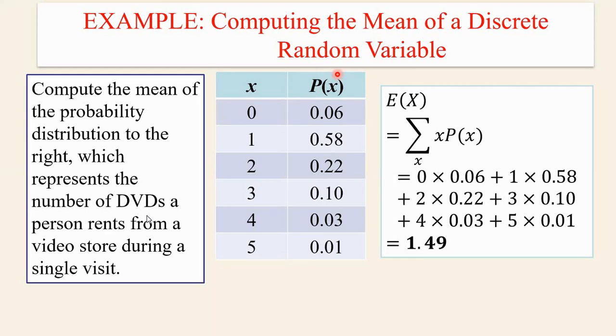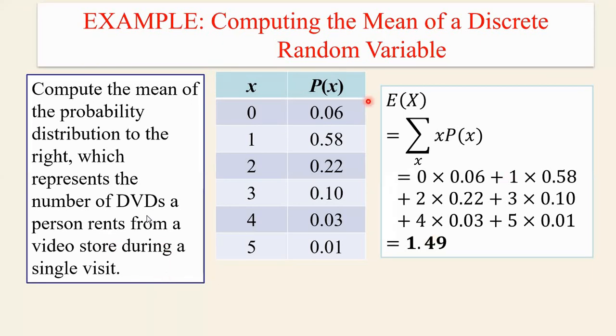Right. Anyway, I will tell the answer. Actually, here 1.49 is the average. So on average, as if we are taking it as a mean value, a person rents 1.49 DVDs from a video store during a single visit. On average, a person rents 1.49 DVDs from a video store during a single visit.